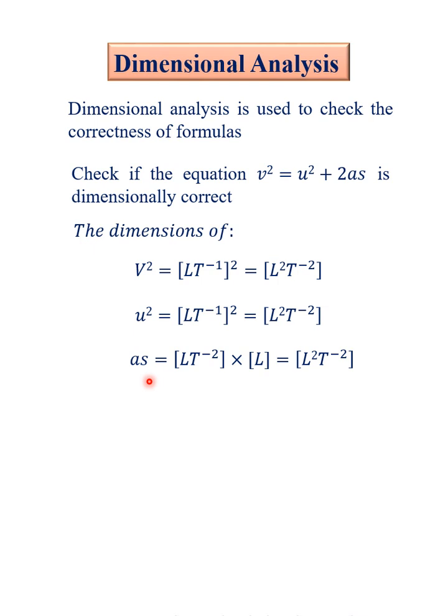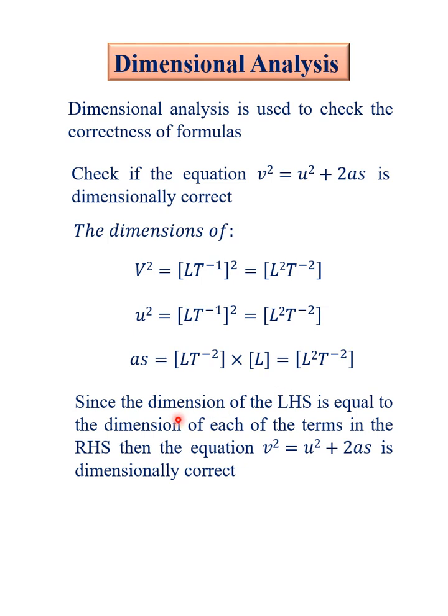In our previous video, we looked at the dimension of acceleration a, and that is LT raised to power minus 2. The dimension of distance is L, so we're going to multiply both of them. L multiplied by L gives us L squared, and we are left with T raised to power minus 2. So the dimension of as is equal to L squared T raised to power minus 2. Looking at this carefully, we'll find out that the dimension on the left-hand side and the dimension of each of the terms on the right-hand side are the same.